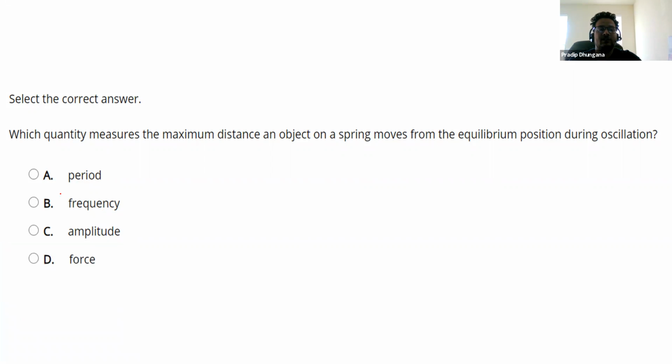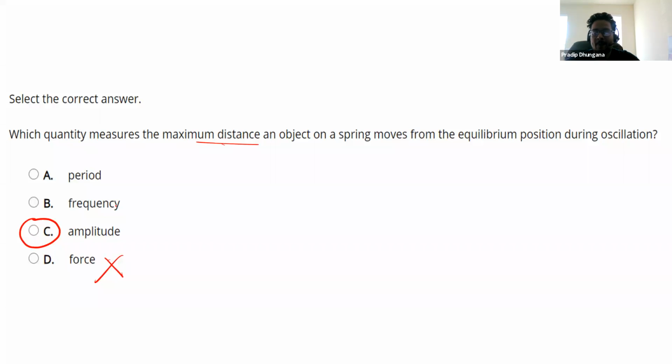The correct choice for this question is C, that is amplitude. Let me define amplitude. Amplitude is the maximum distance an object on a spring moves from the equilibrium position. That means maximum displacement from the equilibrium position is amplitude. And restoring force is unrelated because distance and force are unrelated. So this choice is incorrect.